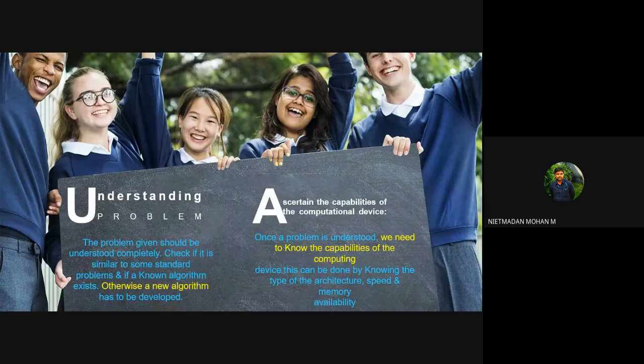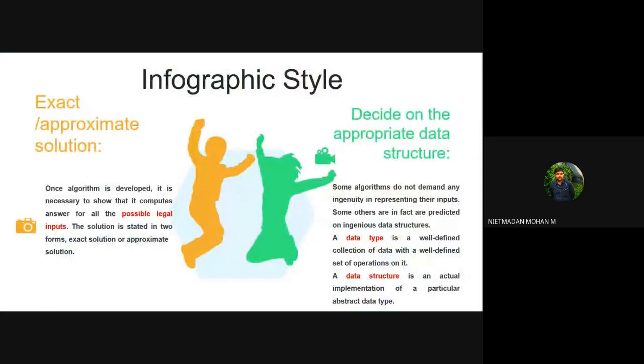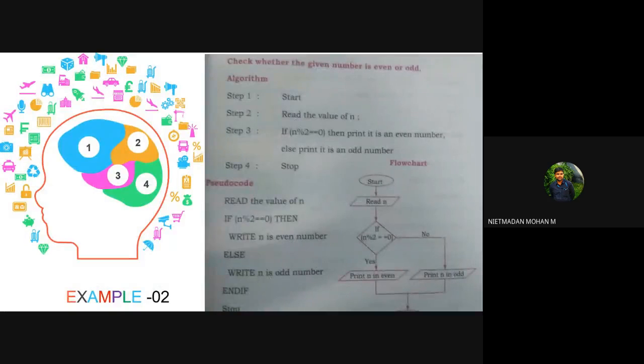Mohammed Ajilamuthu asked about the third point. So the third point I mentioned is that an exact or approximate solution has to be given with the possible legal inputs. Whatever input you give in your algorithm or program, it has to be a legal input. That's why I explained this.